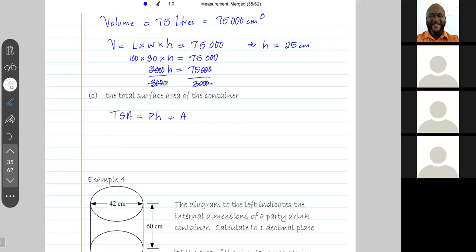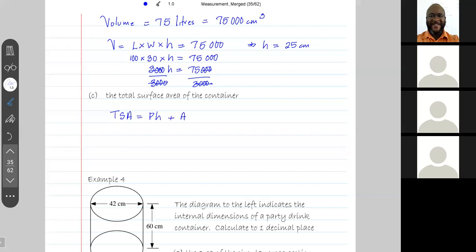No. The formula is PH plus 2A. The formula is PH plus 2A. But here I'm calculating and I'm just using PH plus A. Why only A and not 2A? Sure, because it's one surface area. All right. I need it clearer than that. Anybody else? All right. So one of the container is open. Because the container is open, it has a bottom, it doesn't have a top. And that is why we only have one A.